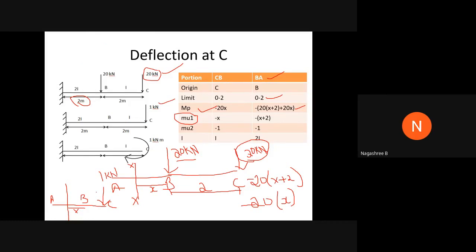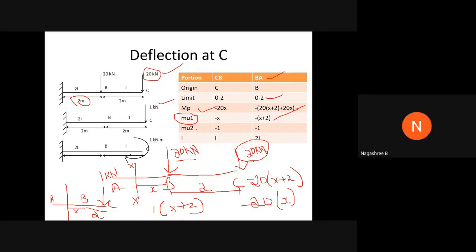So we want to calculate the moment due to this 1 kilonewton at the section XX. It is 1 into the perpendicular distance, where B to C is 2 meters, so 1 into (X plus 2), which is going in the clockwise direction. Hence, it is considered negative. Is this point clear, all of you? Yes, ma'am.